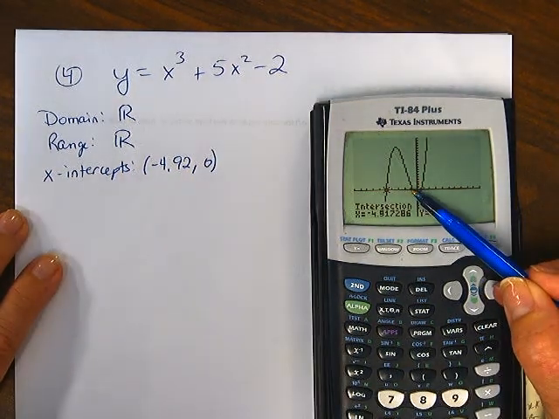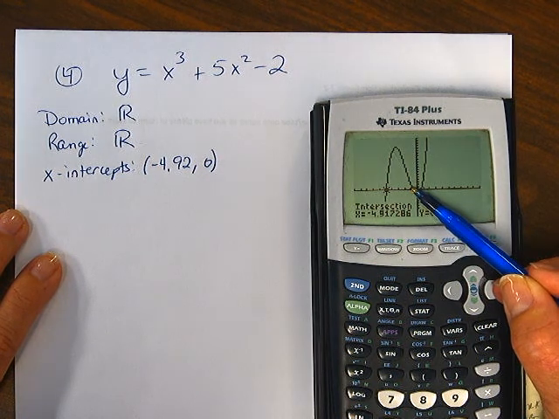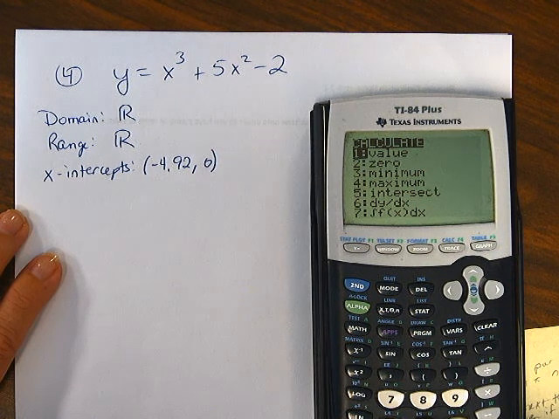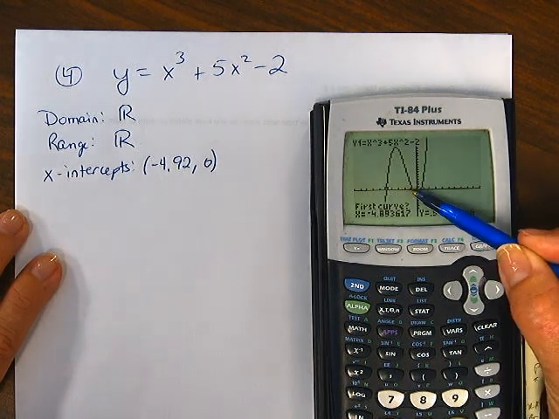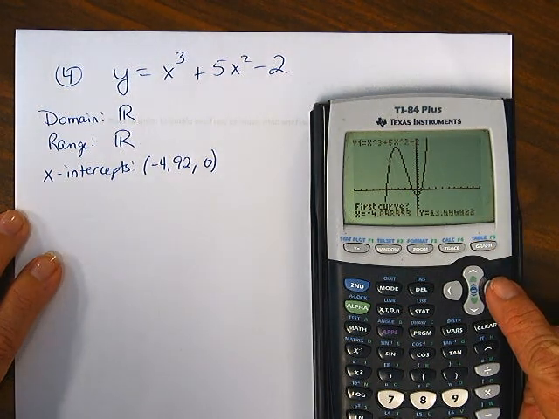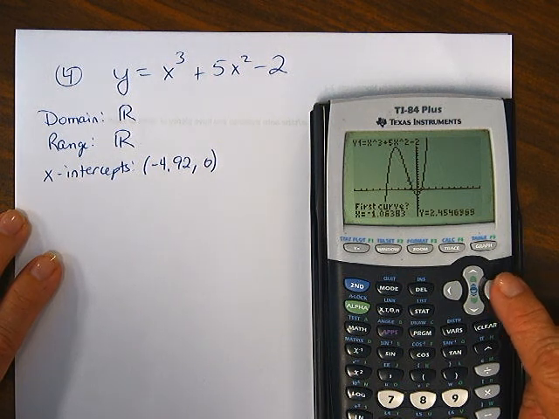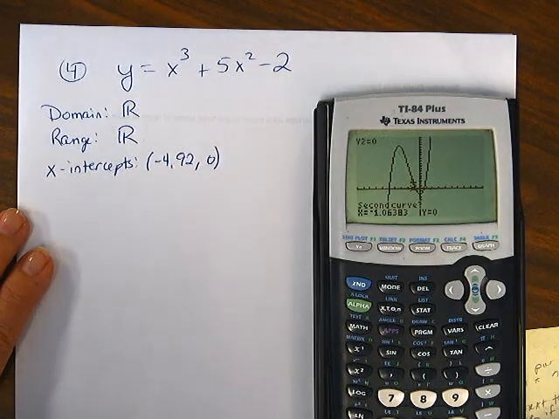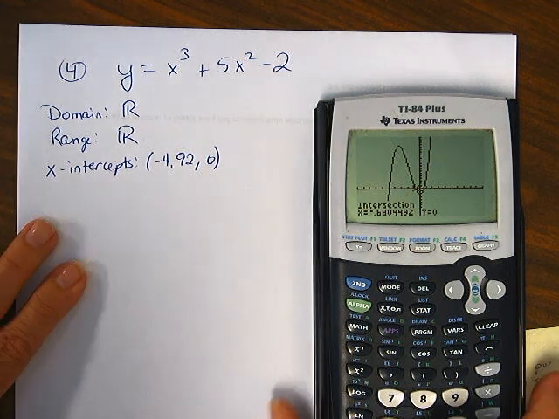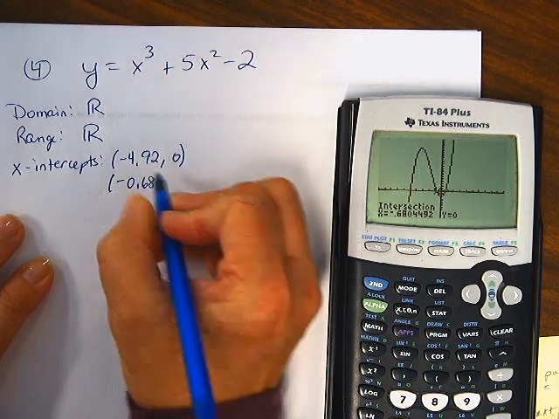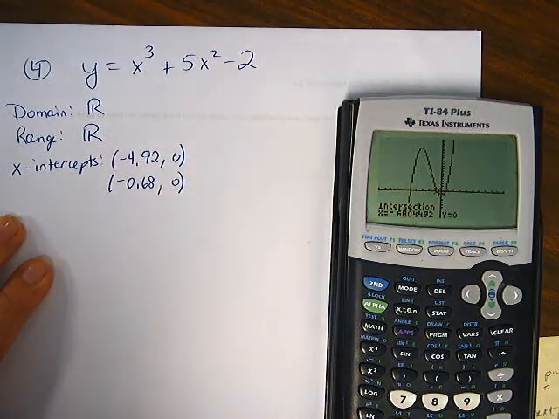Okay, if I want to find the second x-intercept, which I do, I'm going to have to go back to second, trace, option 5 again, and now I need to move the cursor close to the intersection point I want, which is over here. Using the right arrow, go up and over the maximum, and come back down close to this intersection point. That looks like it's close enough, and press enter 3 times. 1, 2, 3. So this intersection is at x equals negative 0.68, and of course y has to be 0 if it's an x-intercept.